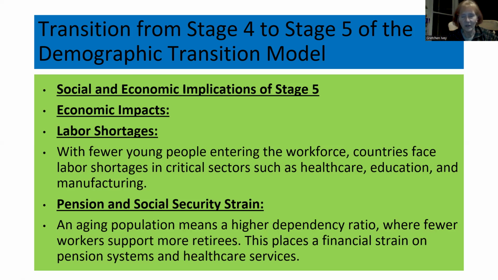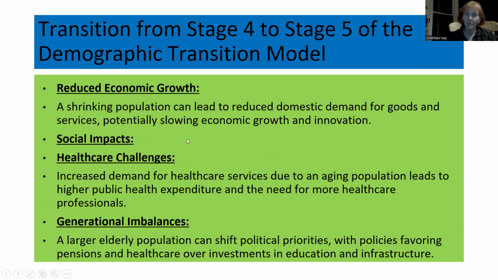Pension and Social Security strain. So an aging population means higher dependency ratio, where fewer workers support the retirees. This places financial strain on pension systems and healthcare services. There can be reduced economic growth. A shrinking population can lead to reduced domestic demand for goods and services, potentially slowing economic growth and innovation.